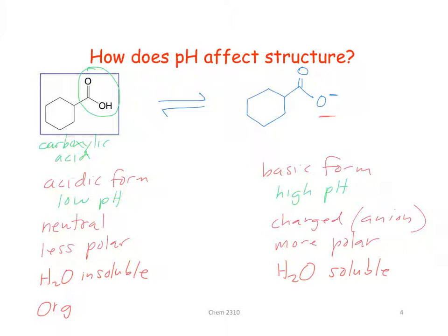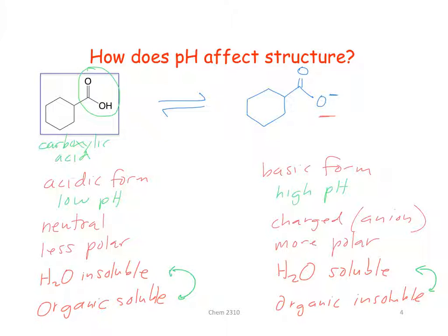So we'd say that this is organic soluble, and the carboxylate, the anion one, would be organic insoluble. Okay, so notice that there's an inverse relationship between water solubility and organic solubility. So if one of these is organic soluble, then the other is organic insoluble. Over here, this is organic insoluble, so this one is organic soluble.